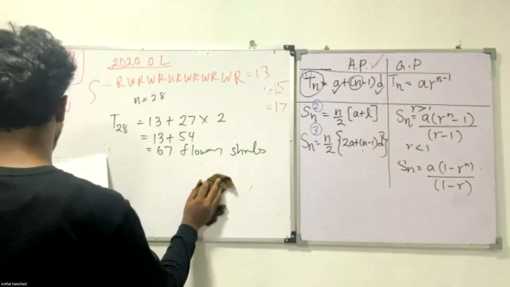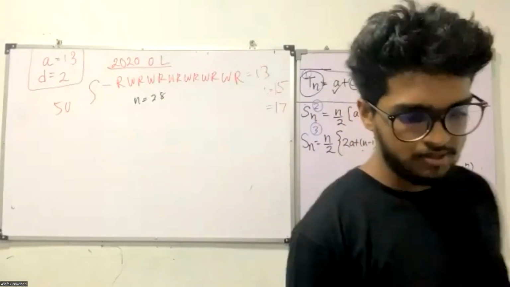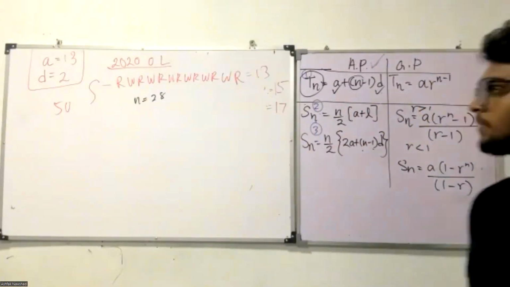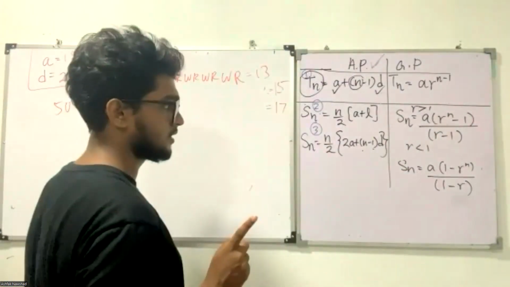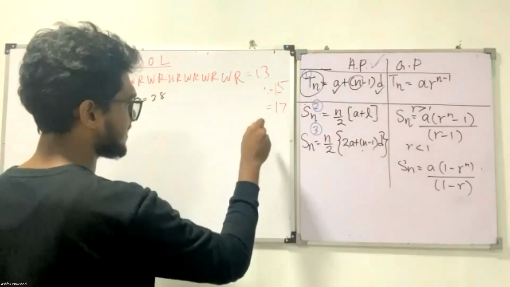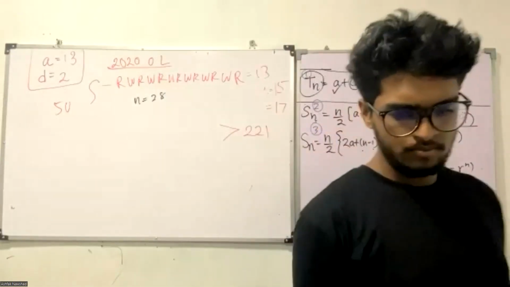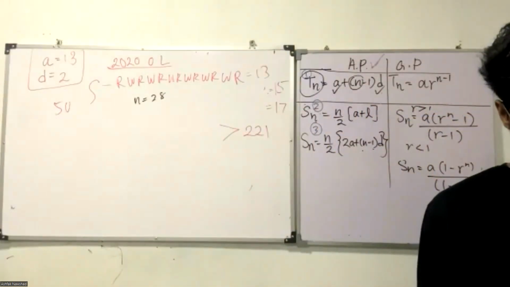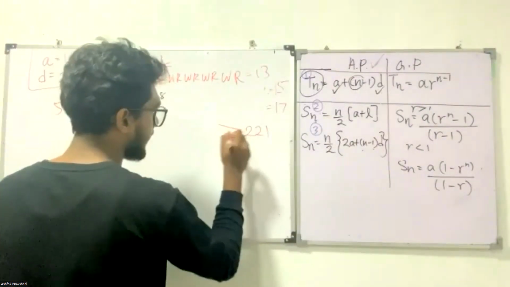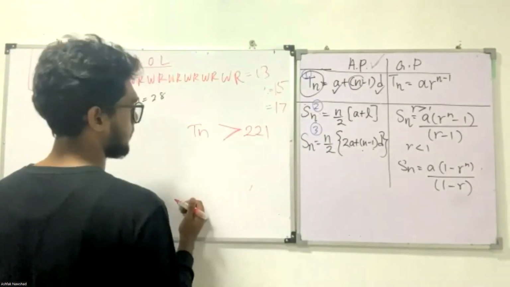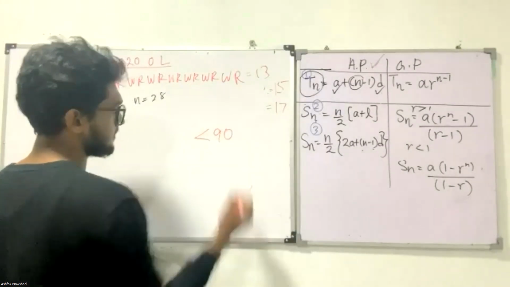Now they are asking in the Roman number 4, how many rows are there with less than 90 flowering shrubs? Can you remember at the first day we did an arithmetic progression question? Someone called Sunita was there in the question. Sunita was jogging and they said Sunita exceeds 221 minutes at some point. Can you remember that question? Yeah. So in that question, Tn is greater than this thing. But here, Tn is less than 90.